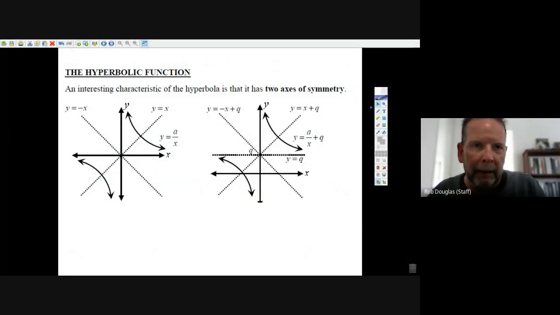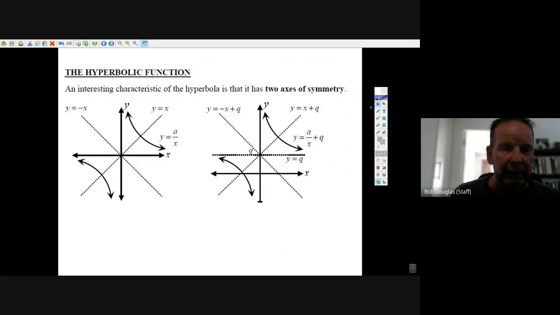We're going to look at the hyperbolic function, they call it here, a hyperbola. And there's something special to notice about a hyperbola. It's got two axes of symmetry. What's an axis of symmetry? Well, it's a line that will cut the function into two equal pieces, so you could fold one piece onto the other.